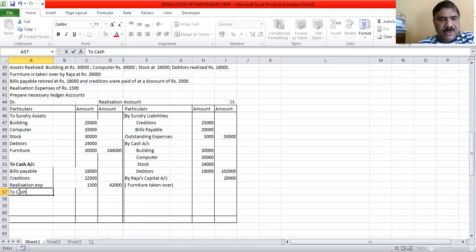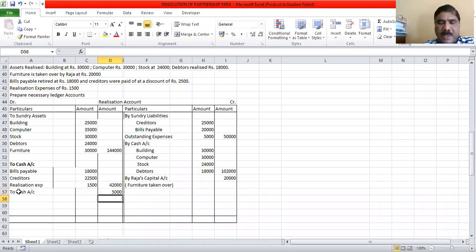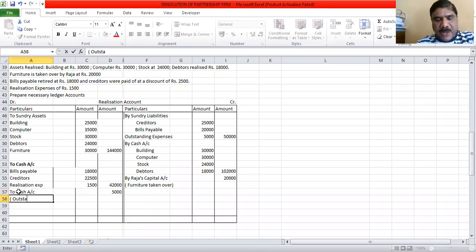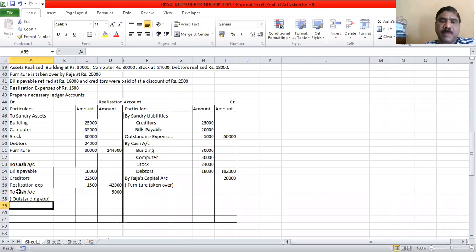Again to cash account. How much is outstanding expenses? 5,000. In the absence of information, the liability has to be paid. When they do not give information whether it is paid or not, paying the liability is compulsory. All the liabilities have to be paid. Here nothing is mentioned about whether realization outstanding expenses are paid or not, but we have to pay it.